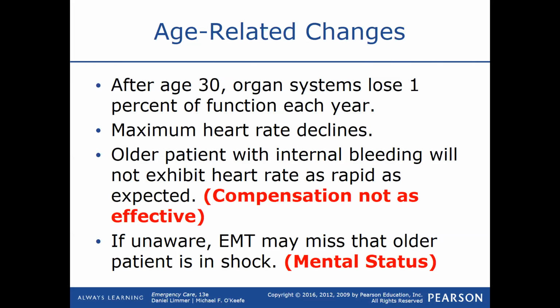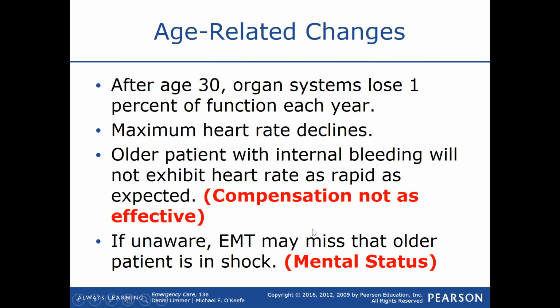See, older patients with internal bleeding will not exhibit a heart rate as rapid as expected. This is because, again, everything is starting to decline, so they can't compensate as effectively as they used to when they were younger. That's why you won't see that increase in heart rate during bleeding to compensate for that loss of blood. If unaware, an EMT may miss when an older patient is in shock.